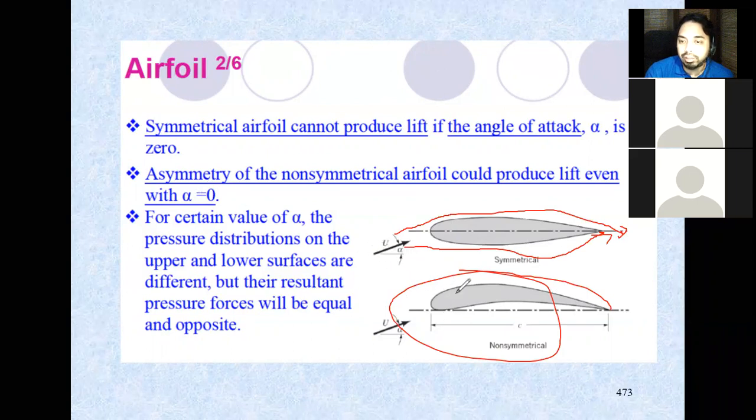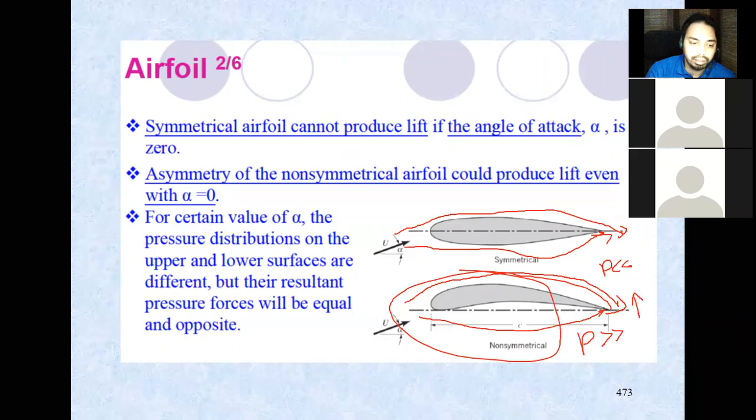For this one you can create lift, because the air travels further over one side, so you have high speed there and lower speed on the other. High speed means low pressure, low speed means high pressure, and you create lift as the resultant.